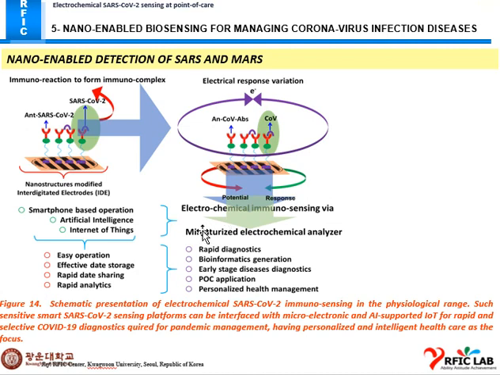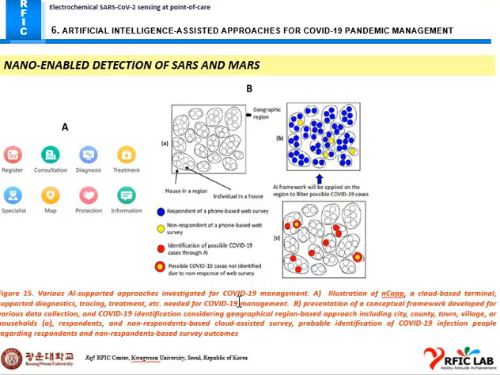Miniaturized electrochemical analyzer. For any sensor or analyzer, miniaturization and data optimization is a very important part for rapid diagnosis, using some bioinformatics generation for early stage disease detection and POC application. After applying these things, we can do personalized health management. So this is a state of the art, we can say.